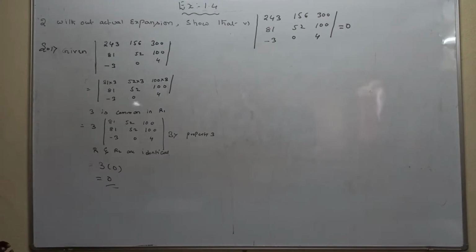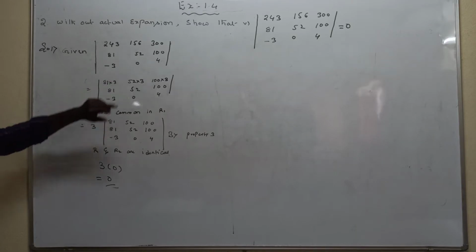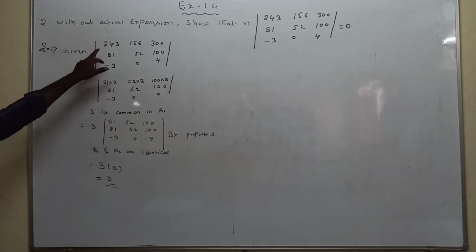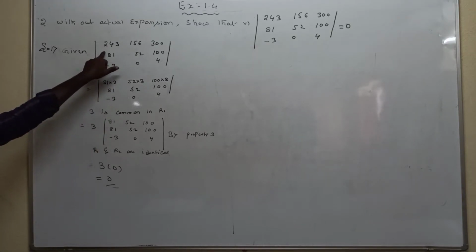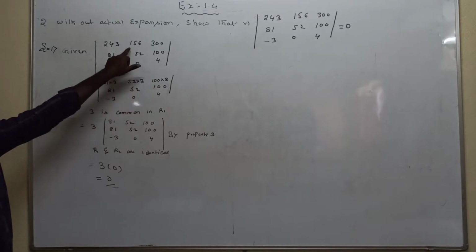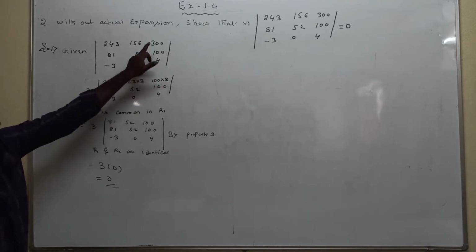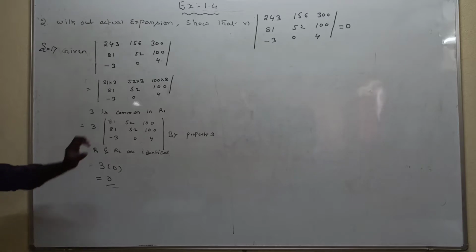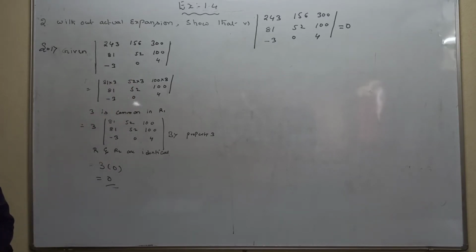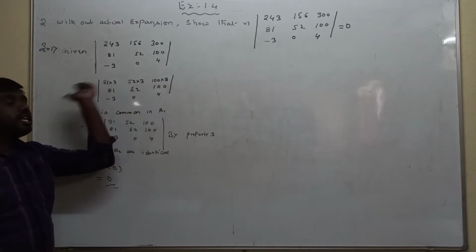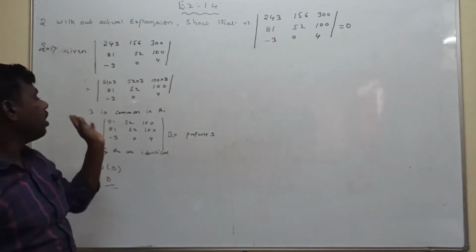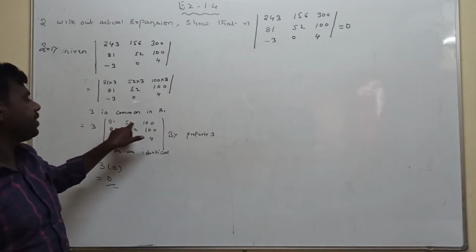Very easy. Why are you multiplying with 3? Because it is possible, we are taking it. So 81 into 3 is nothing but 243. 52 into 3 is nothing but 156. 100 into 3 is 300. That's why it is possible. So each element of the first row is a product with 3, and that's why 3 is taken common outside. What is left of the elements is 81, 52, 100.